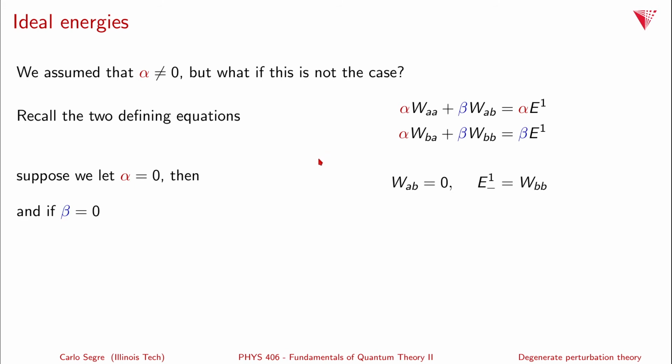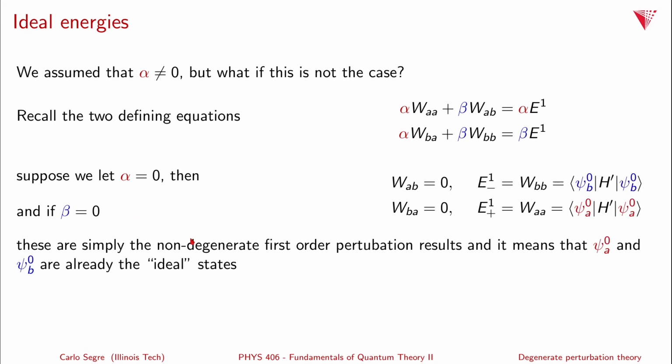If we now set beta equal to 0, then we get that WBA is 0, and you get E1 plus is WAA. So if alpha is equal to 0, or if beta is equal to 0, then we have already diagonalized the solution. So these are simply the non-degenerate first-order perturbation results. And it means that ψA0 and ψB0 are already the ideal states. So if the off-diagonal elements are 0, then you already have the right states. Because WAB is just the matrix element of ⟨ψA|H'|ψB⟩, and if that's 0, then the matrix is just diagonal.